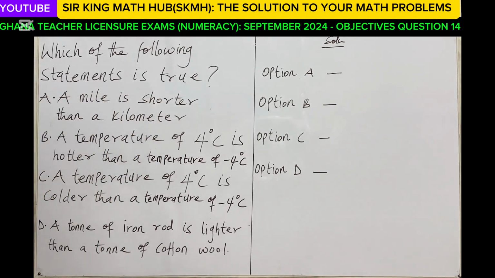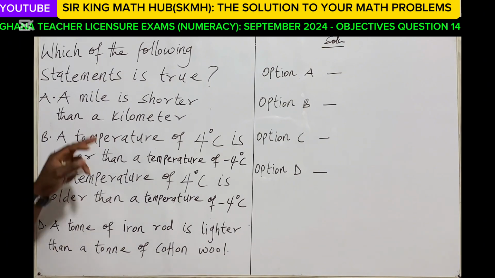This is Ghana Teacher and Essential Exams, Numeracy, September 2024. Objective question number 14. Which of the following statements is true? We have 4 different statements, and we have to figure out which of the statements is true. Now the first statement, a mile is shorter than a kilometer.